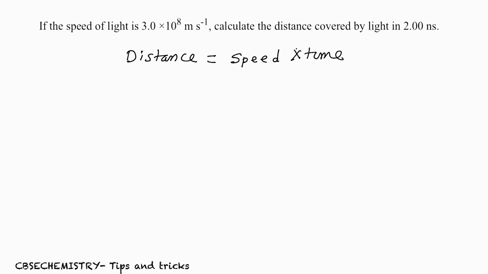Now what is speed? Speed is equal to 3 into 10 raised to 8. It's given in the question. And what is time? 2 nanosecond. What is nano? 10 raised to minus 9, correct?